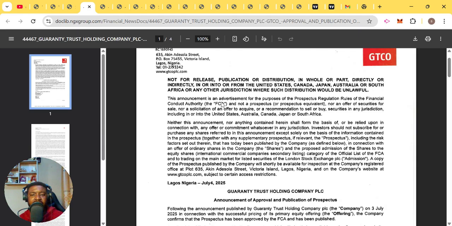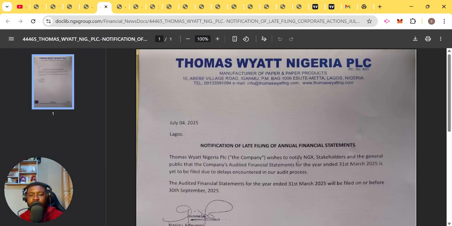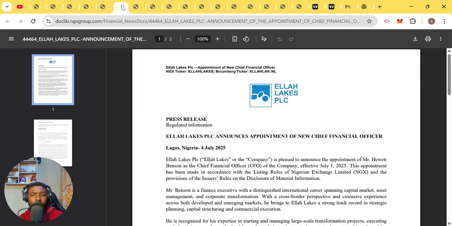So the announcement is an advertisement for the purpose of the prospectus regulatory rules or the Financial Conduct. You can come and check this. Not sure if there is money there. So, notification of late filing of annual accounts. Okay, they are pleading before the end of 31st of March, yet to the auditing. So they are looking at before 30th of September. Okay, no problem. The Ellen Lakes announces appointment of new chief financial controller.